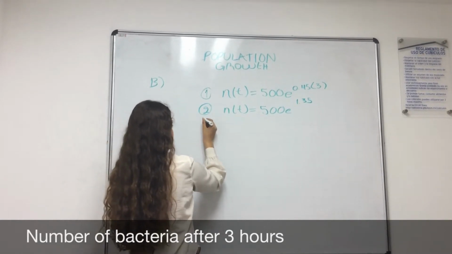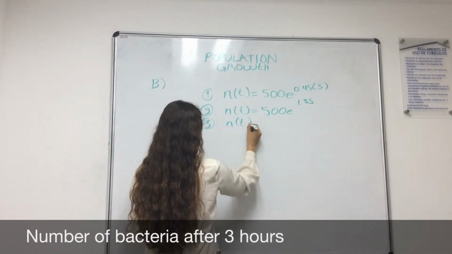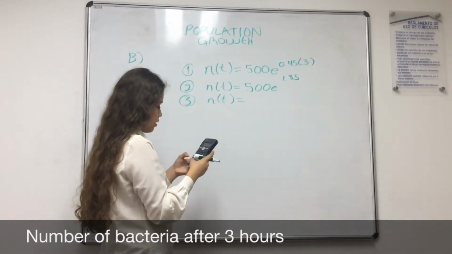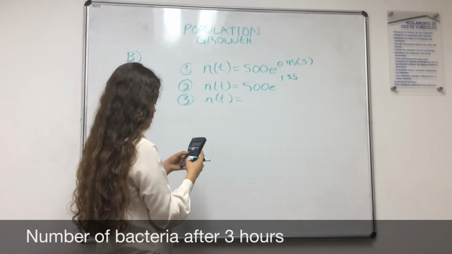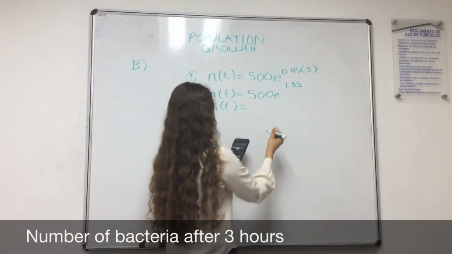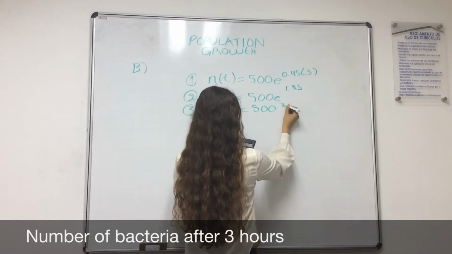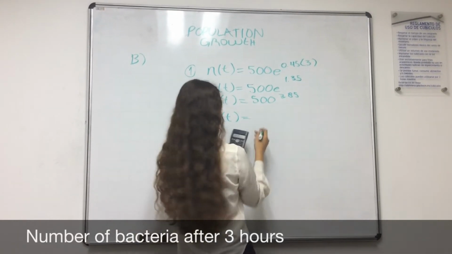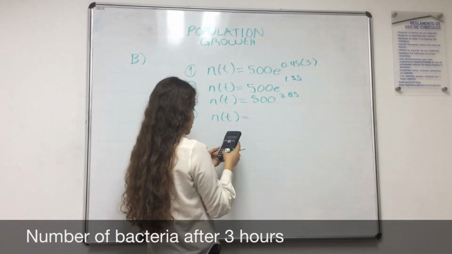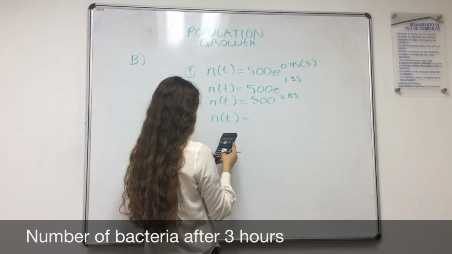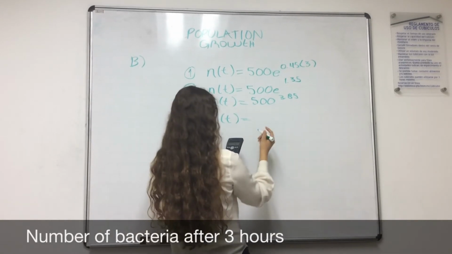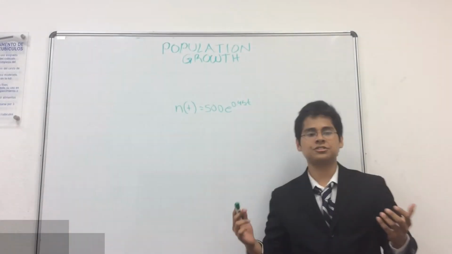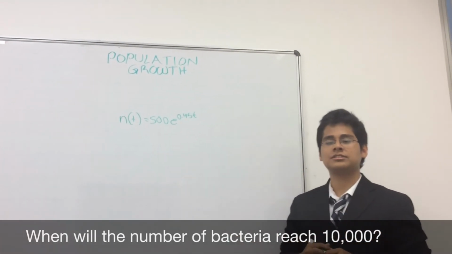This is the second step, and the third one is N(t) equals, now we need to elevate e to 1.35, that is e to 1.35, it's 3.85. N(t) equals 500 times 3.85. And finally, the final answer is 1,928.